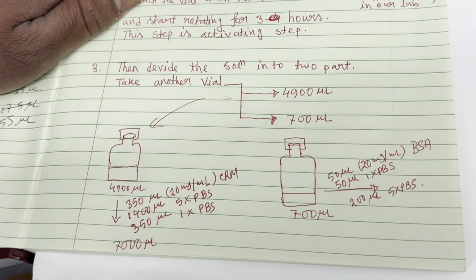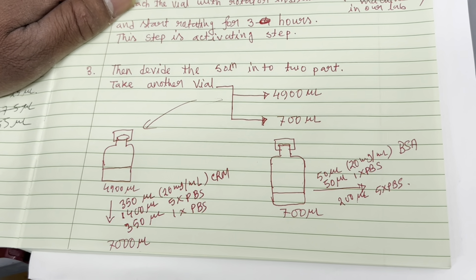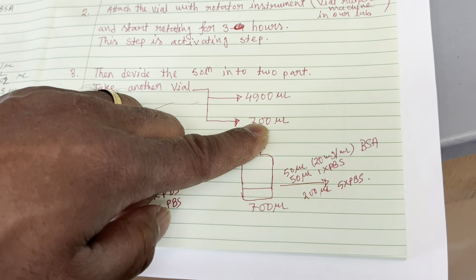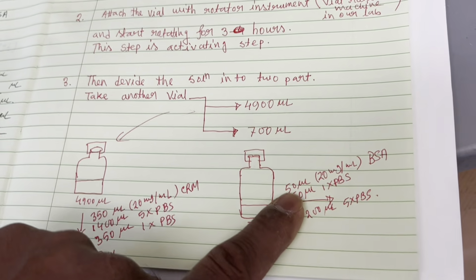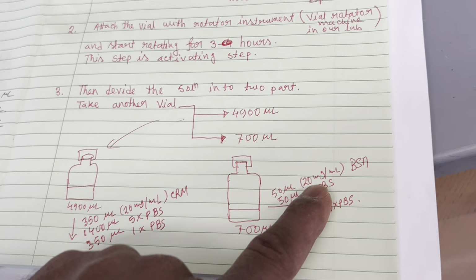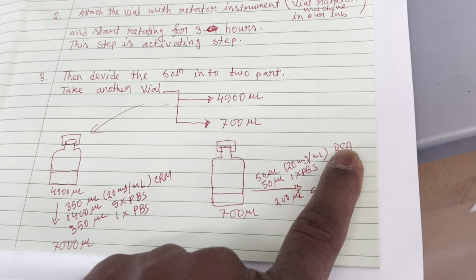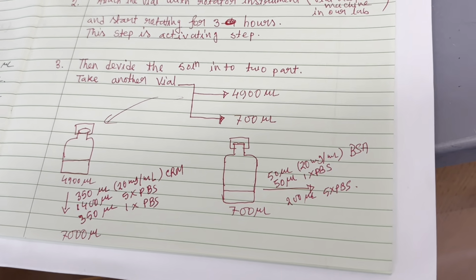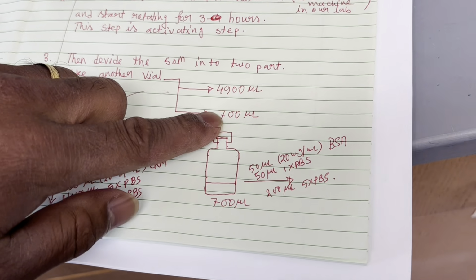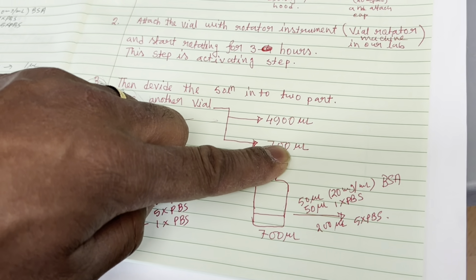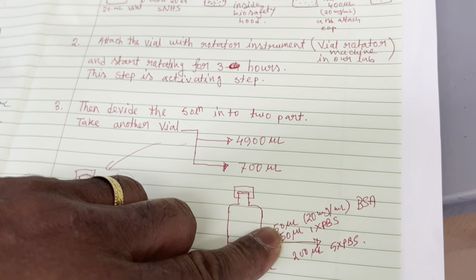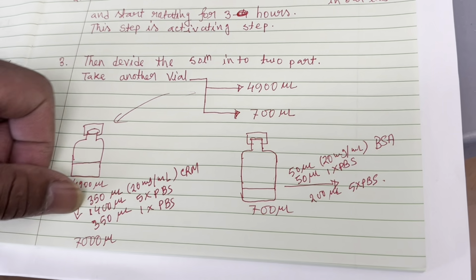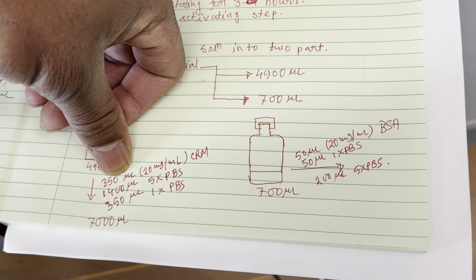7,000 microliter means 7 milliliter. That means 7 milligram in 7 milliliter, 1 milligram per milliliter. And here the same thing, 700 microliter. And now, if you make 20 mg per ml BSA, 50 microliter will have 1 milligram of the BSA. So in that case, 700 plus 50 microliter BSA, and BSA will be dissolved in 1x PBS.